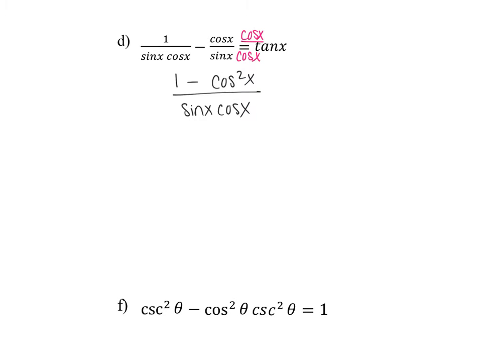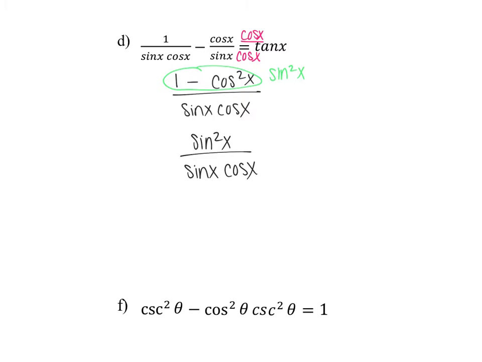And then I notice again that the top here is 1 minus cosine squared. And anytime you have a 1 minus cosine squared, this is equivalent to sine squared because of the Pythagorean theorem. So this will be sine squared on top and then the sine and cosine on the bottom.